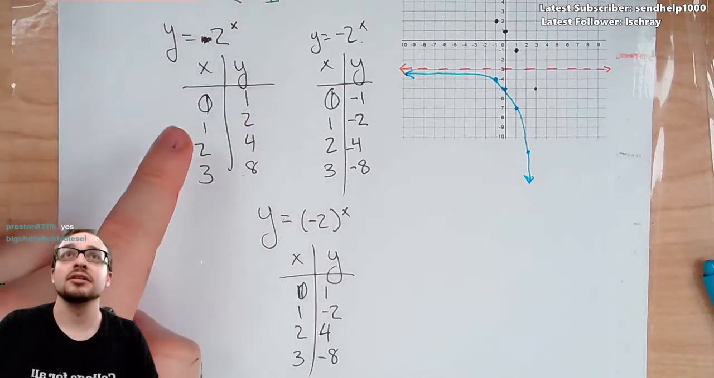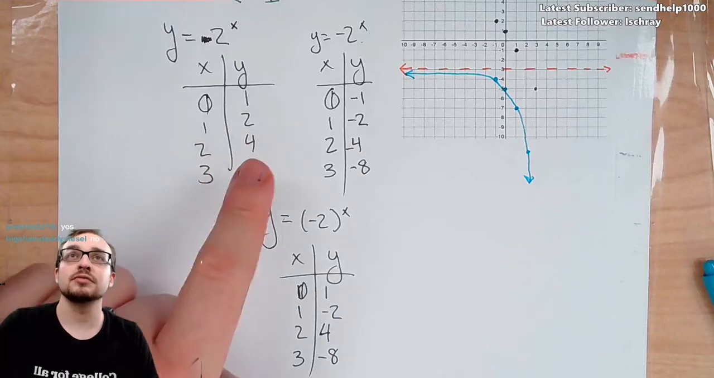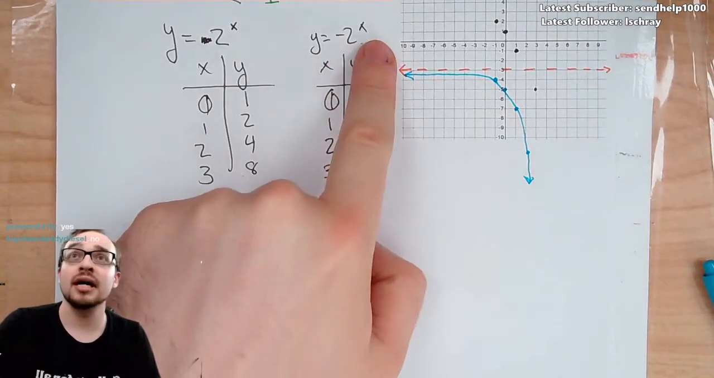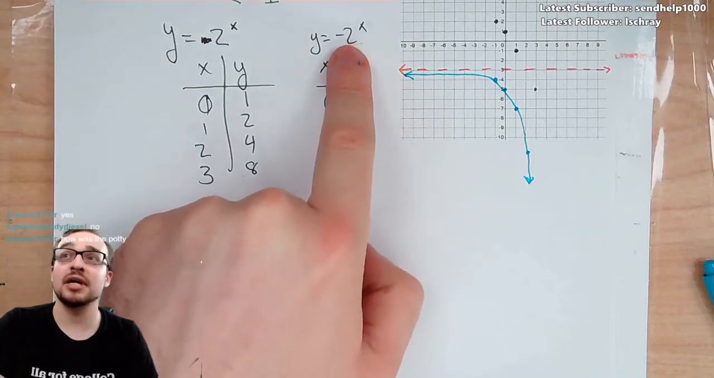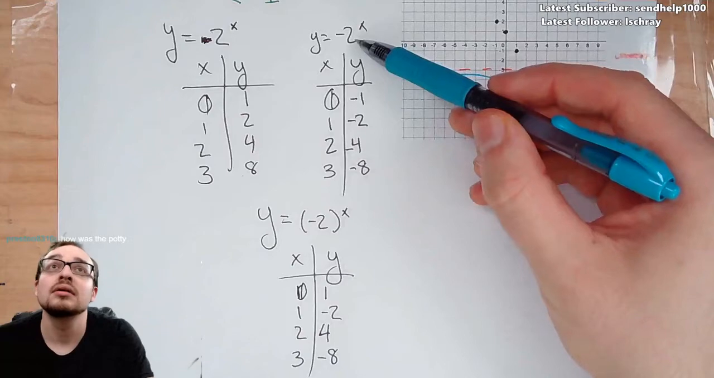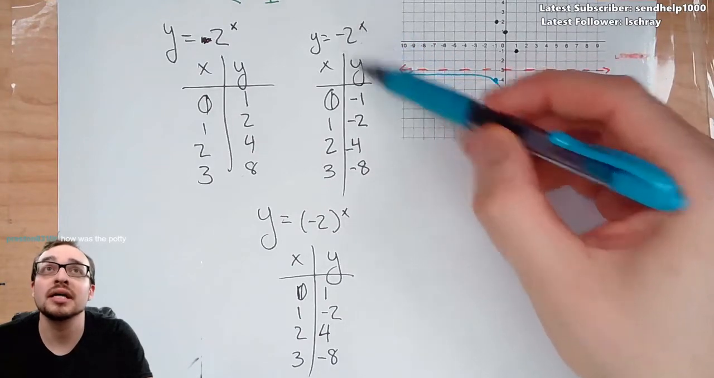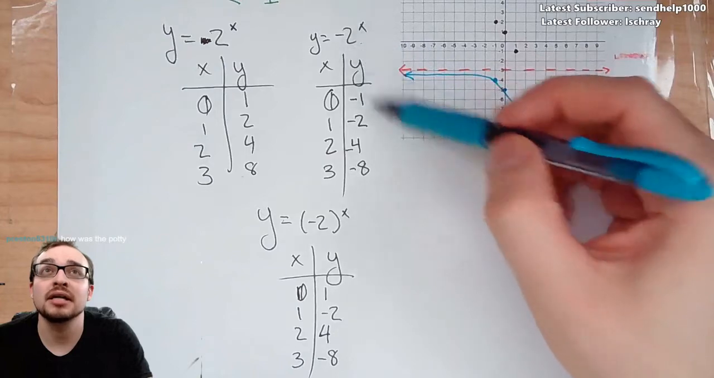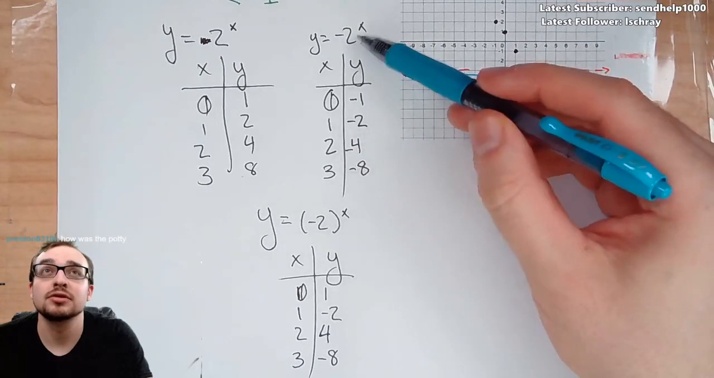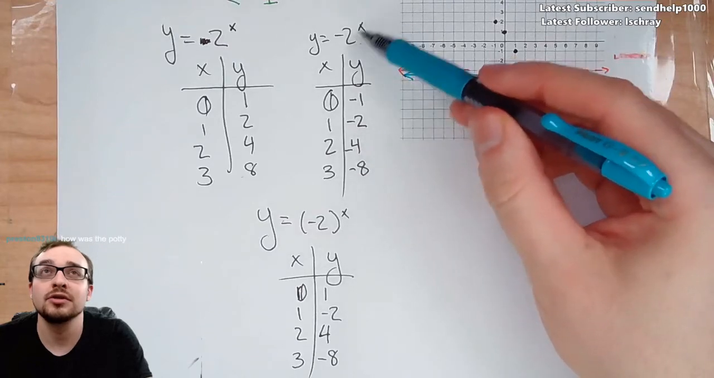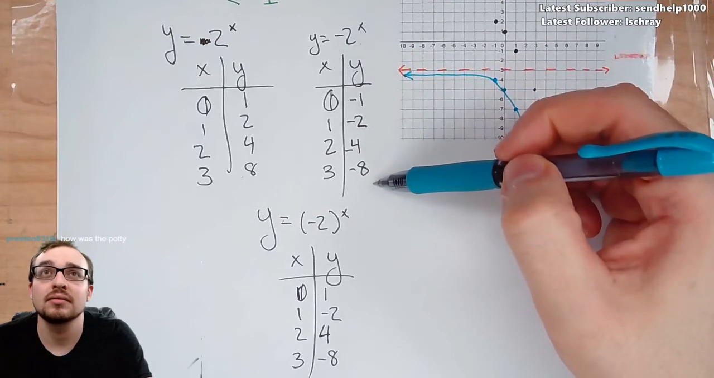2 to the x looks like this. 0, 1, 1 gets us 2, 2 gets us 4, 3 gets us 8, yeah? -2 to the x means 2 to the x and then make it negative. 0, 2 to the 0th is 1, then make it negative. 1, 2 to the first is 2, then make it negative. 2, 2 squared is 4, then make it negative. 3, 2 cubed, that's 8, then make it negative.